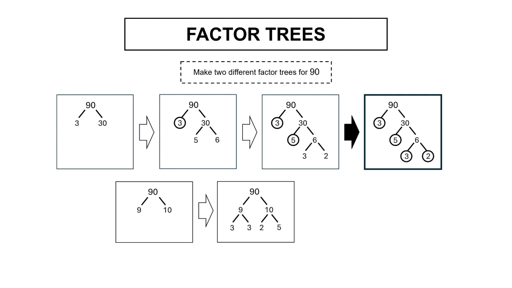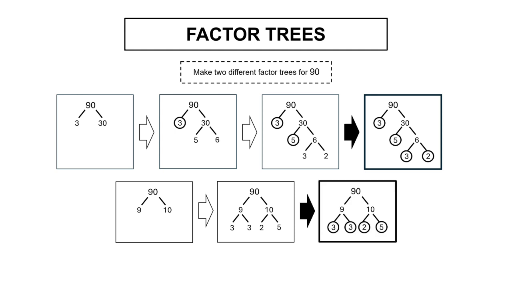For these, since we know 3 is prime, we know 2 is prime, and 5 is prime, all the branches will stop, and so we'll have nowhere else to go. Now we have a second factor tree for 90.